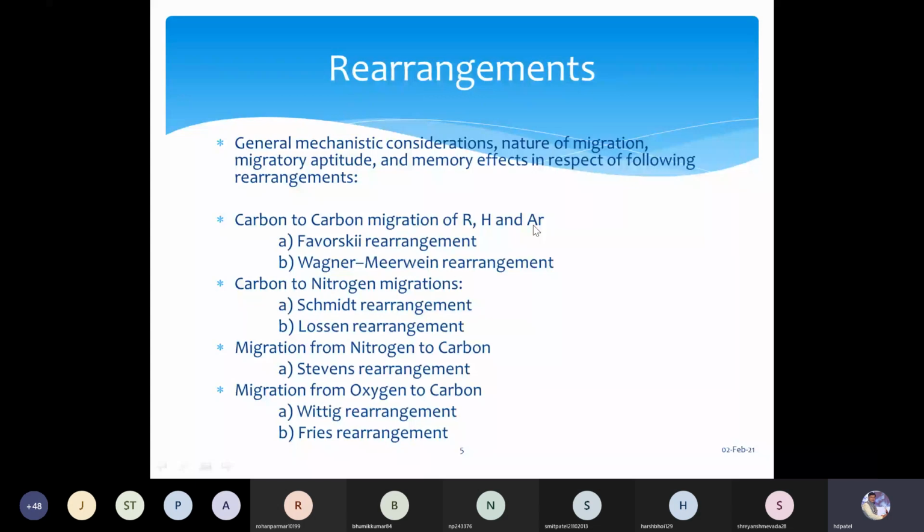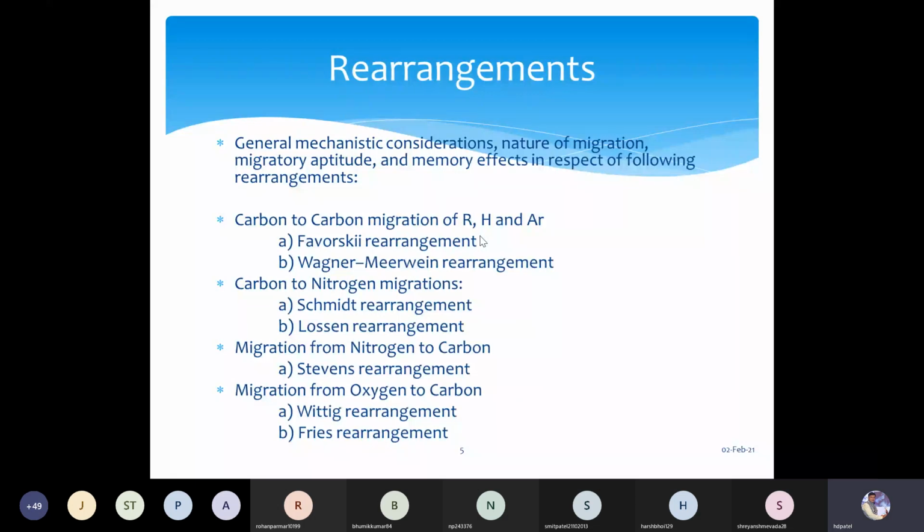So if you have R, H, and Ar, then which group will migrate, R, H, or Ar? That is decided by the group. Suppose you have H and R, then will H migrate or will R migrate? If you have alkyl and Ar, then will R migrate or Ar migrate? Right now, I am not disclosing that point, but when it comes, I will explain by mechanism.